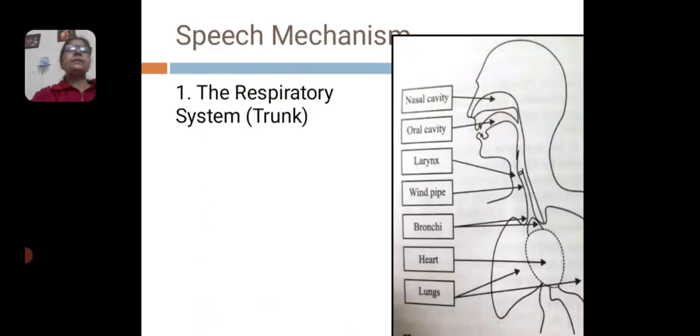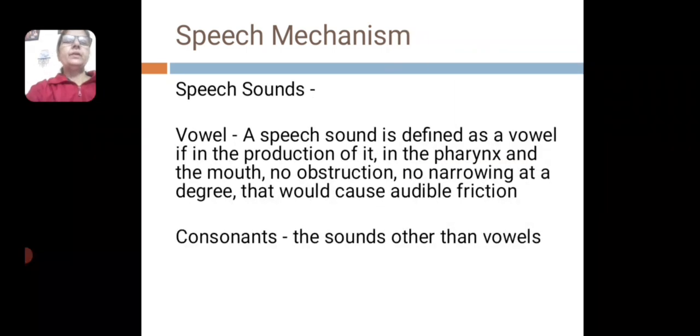Here is a diagram in which we have shown the respiratory system. There is the nasal cavity, oral cavity, larynx, windpipe, bronchi, heart, and lungs. In this way, we can understand the respiratory system covers all these body parts which are helping us to produce sound. Sound has a straight and direct link with the air we are breathing.